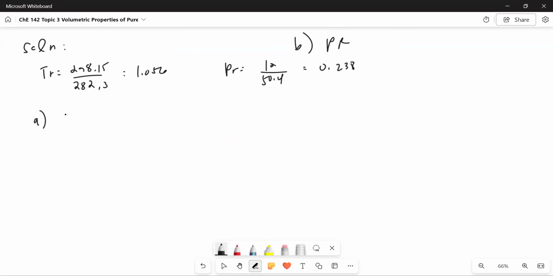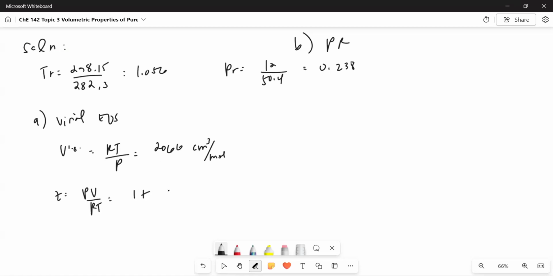Okay, virial equation, virial EOS. Well, first, let's solve the ideal gas volume, which we will be using in the iteration. It's RT over P, so that's 2066 cm cube per mole. And then we write the virial equation, which is Z equal to PV over RT, equal to 1 plus B over V.